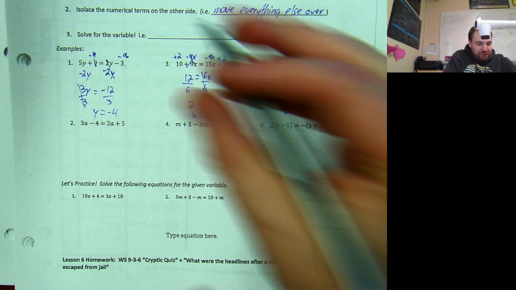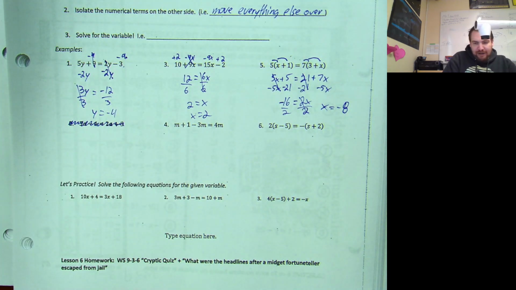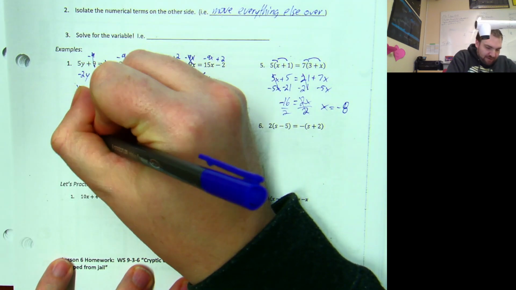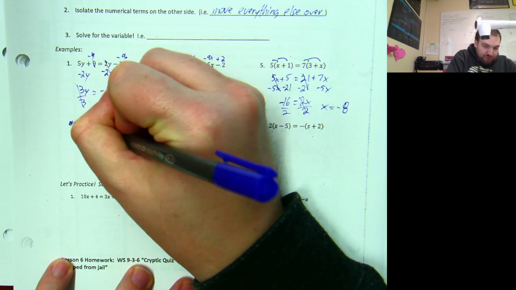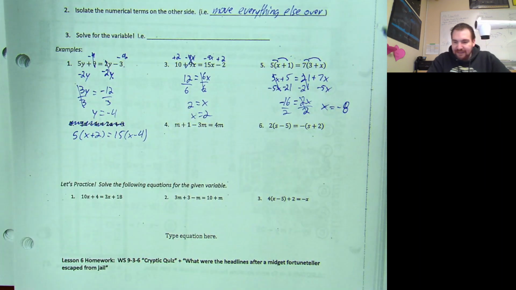Okay, let's go back to number 2, except we're not doing number 2. I want you to scribble it out. We're going to rewrite it with a better question. We're going to have 5 bracket x plus 2 equals 15 bracket x minus 4. It's better.